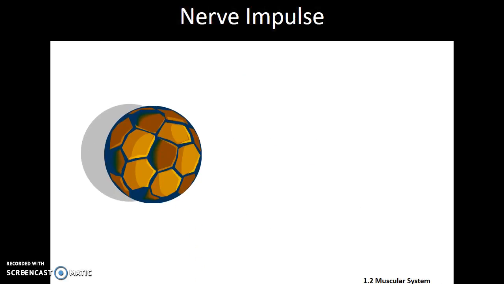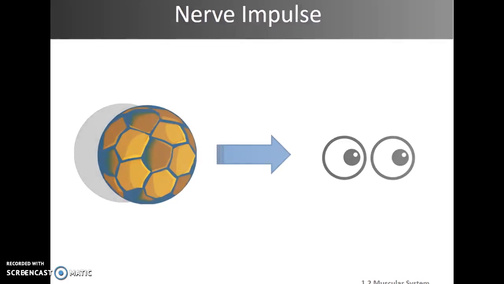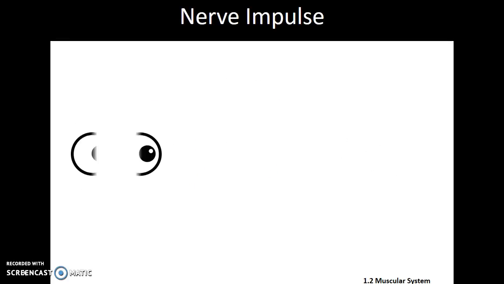To start off the process, we begin with a stimulus from the environment, for example, a football. Your senses recognize the stimuli, in this case your eyes would be your sensory recognition. Sensory neurons, which are the nerves, then carry this information to the central nervous system. For this example, sensory neurons would travel from our eyes via the spine to the brain.